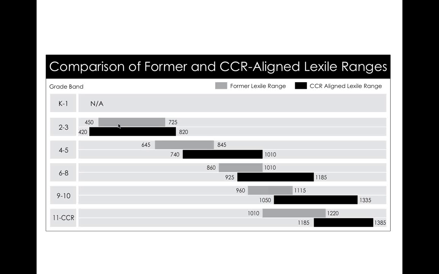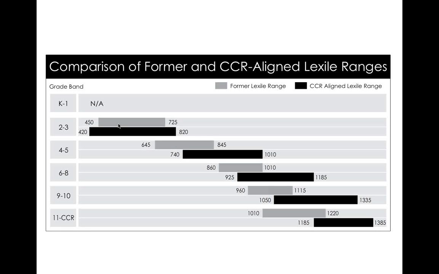Nancy and I built this example not too long ago to show where the heavy lifting is going to be on Anchor Standard 10 on complexity. We don't really use quantitative tools in grades K-1. They aren't very reliable, and the Common Core doesn't recommend that. In grades 2 to 3, you can see in the gray were the former Lexile bands, and in the black are the current Lexile bands. So in grades 2 to 3, we're pretty good with an overlap. It's a little stretch on both sides. So in grades 2 to 3, we're not asking for students to be reading texts that were harder than they were supposed to be reading last year.